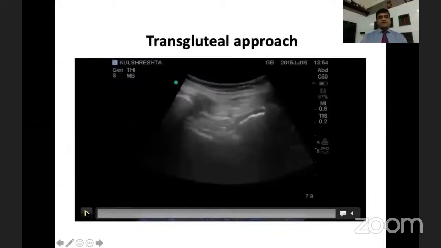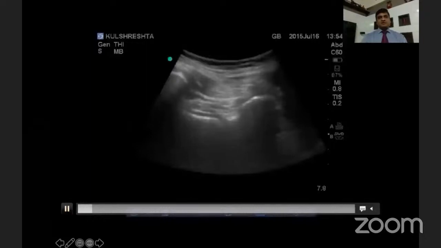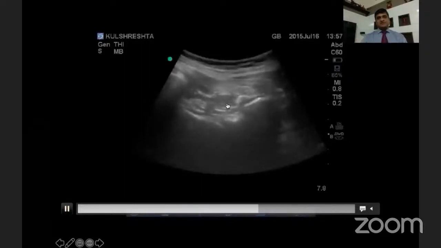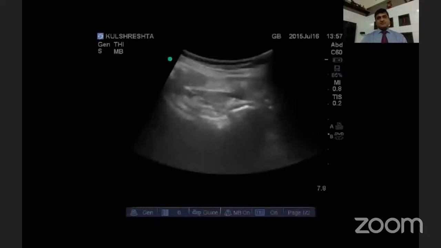This is the video showing transgluteal approach. This is greater trochanter, ischial tuberosity, needle coming from lateral side. This is gluteus maximus muscle. The nerve is seen as a triangular hyperechoic structure just below gluteus maximus. Drug is being given around the nerve. You can appreciate circumferential drug spread around the nerve.